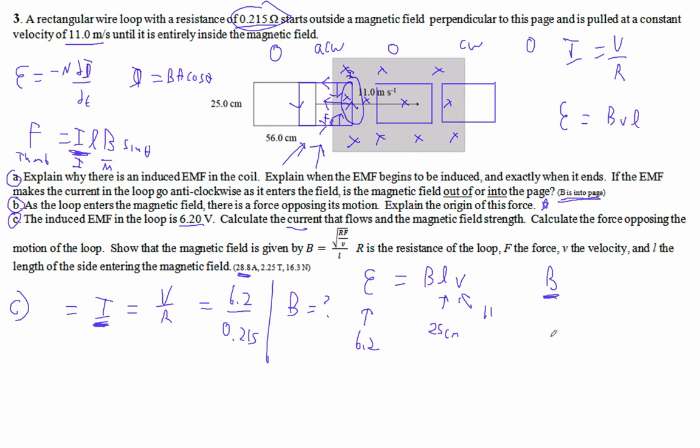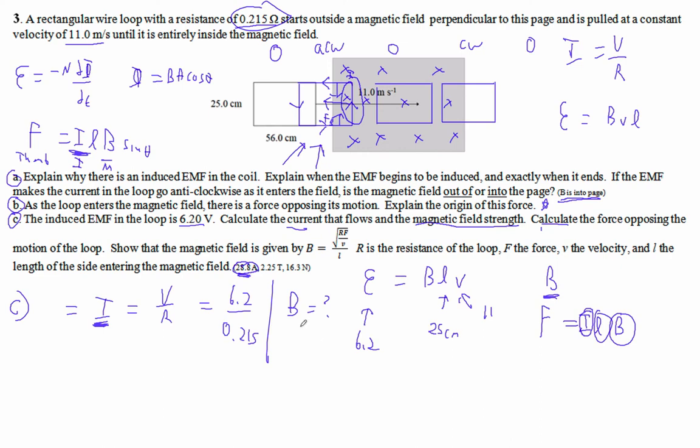So figure out the force opposing it. Force is ILB sine theta. Theta is 90 degrees. The current is going to be the current you figured out in the first part. The L is going to be your 25 centimeters, because remember, these forces cancel out. And then the B is going to be the B that you figured out. So calculate the magnetic field strength. Okay, so we got the force opposing.